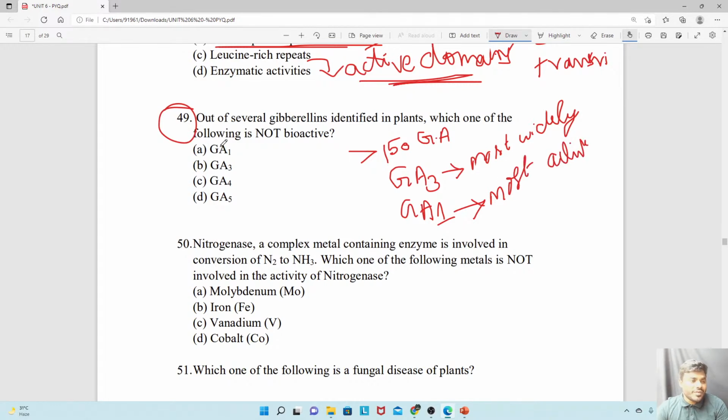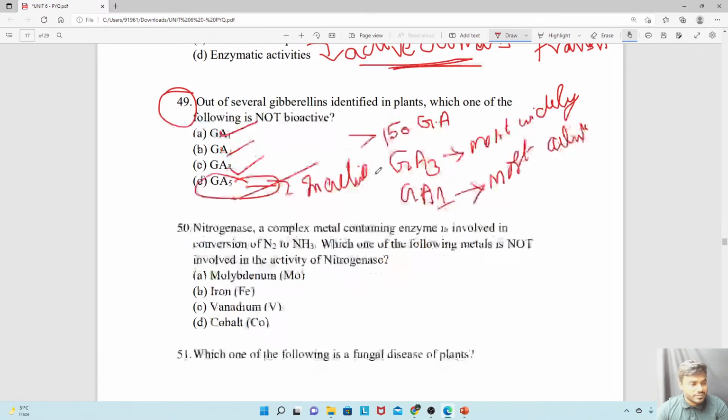Along with GA1, GA3 and even GA4 are also biologically active forms. The one which is not biologically active, which is inactive or acting as a precursor, is GA5. That's good.